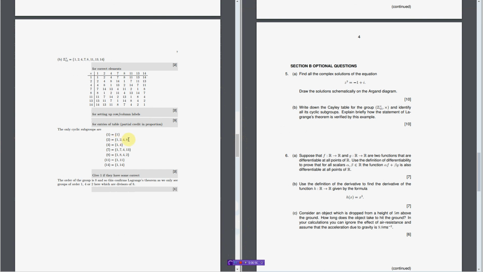When you repeat that analysis, testing out all the other elements for generating cyclic subgroups, these are the groups that you get. I've shown them here for the generators 1, 2, 4, 7, 8, 11, 14. The one I've omitted here is 13. 13 is going to generate the same cyclic subgroup as 7.